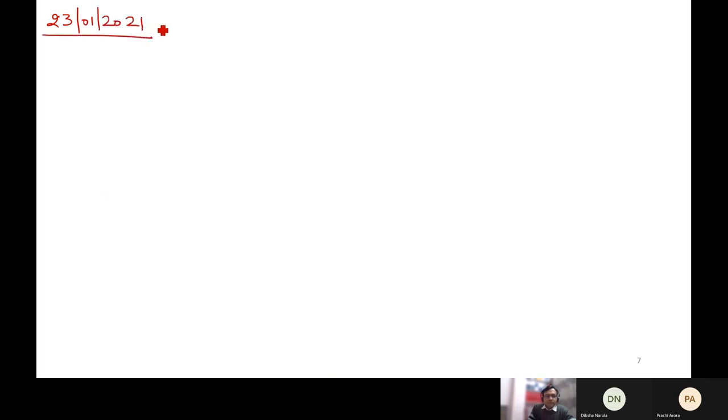So what is going on is, a new chapter, a new topic: registration. It is covered in sections 22 to 30 of this CGST Act. If I don't write Act, by default you should assume that it is the CGST Act.